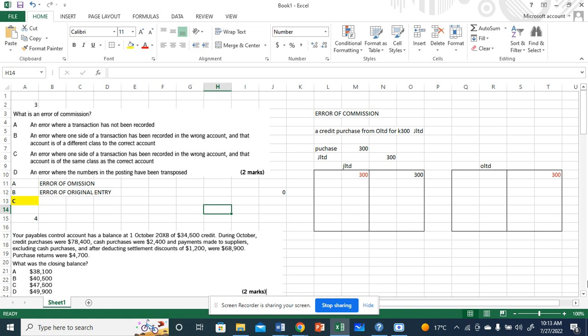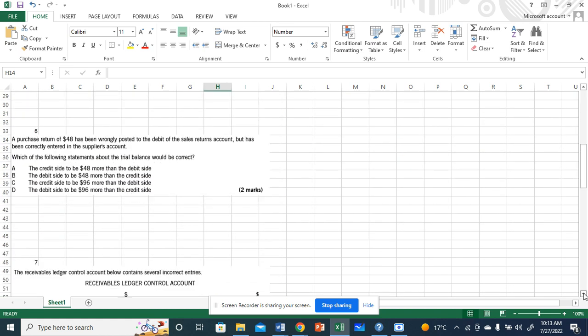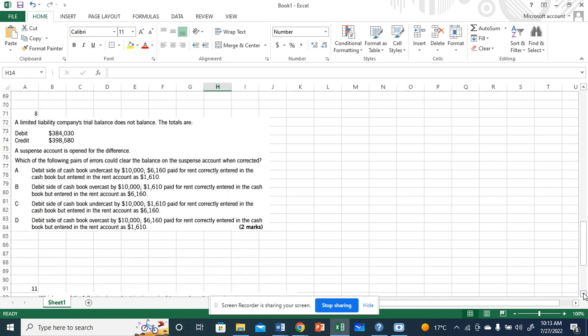All right, whilst we're still on errors and suspense accounts, let's also look at question 8. It's in the same category. It says a limited liability company's trial balance does not balance. The totals are debit 384,030 kwacha, credit 398,580. A suspense account is opened for the difference. Which of the following pairs of errors could clear the balance on the suspense account when corrected?